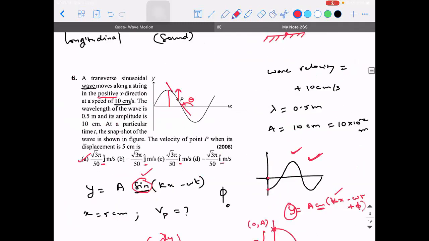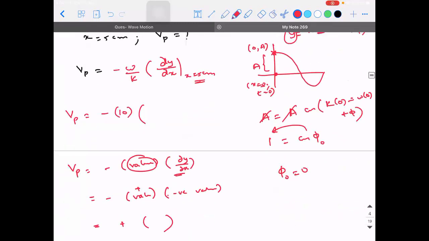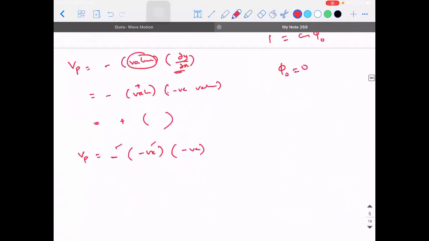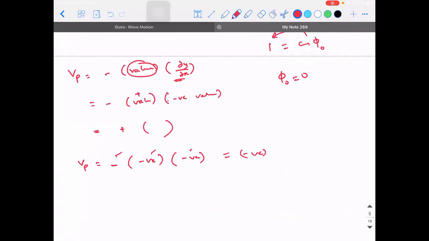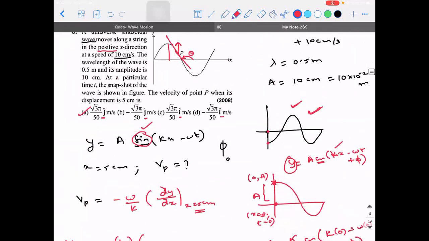I hope you understood. Because when you differentiate, differentiation means drawing a tangent at a particular point and finding out. So tan of an obtuse angle is negative because it's a decreasing function, correct? So negative into negative into negative would have been negative. So negative y direction would have been the answer. Then minus root 3 pi by 50 j cap. Am I clear with this?